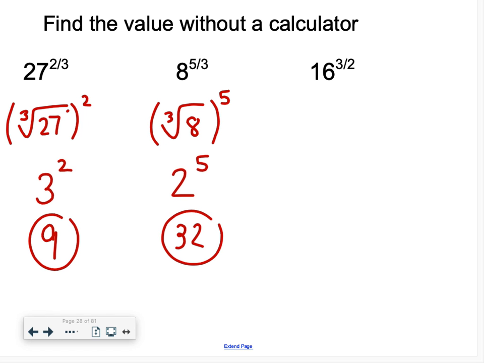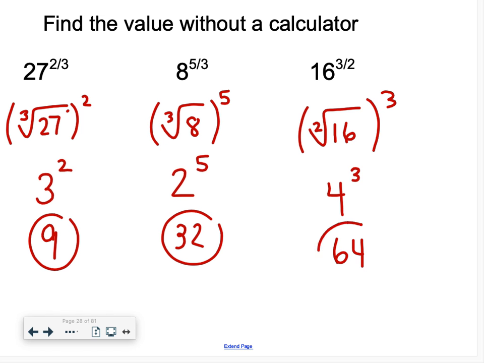Last one, 16 to the 3/2 is really the square root of 16 cubed. And you could put a little 2 in there. Square root of 16 is 4, and 4 cubed is 64. So, kind of cool. And they're really not that challenging once you get the hang of it.